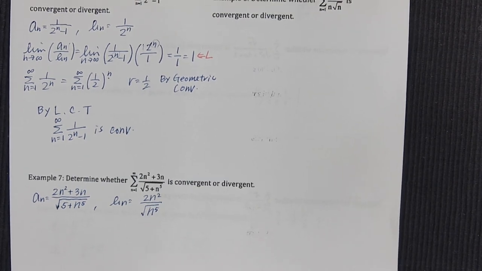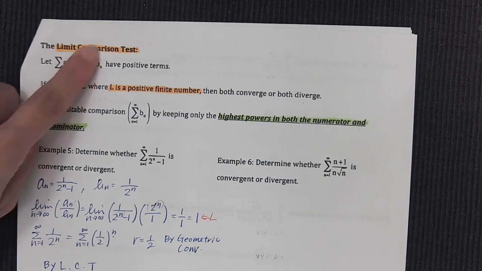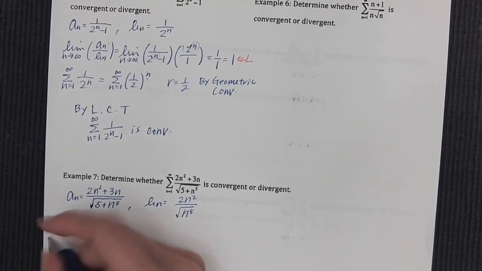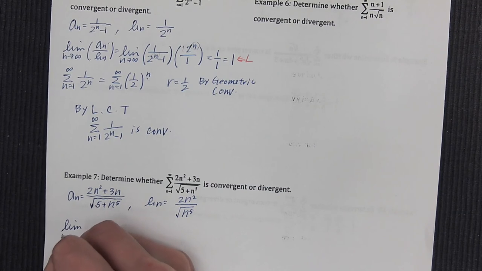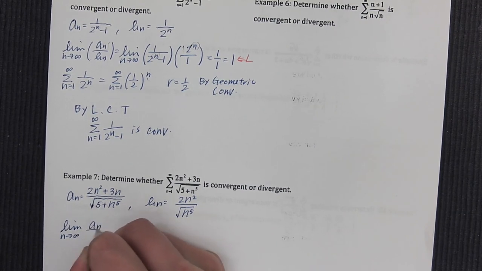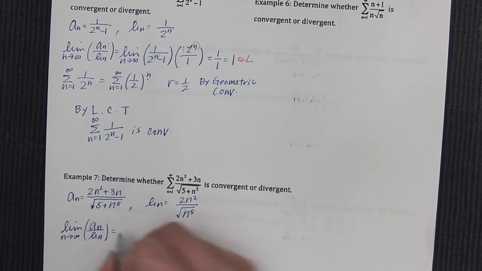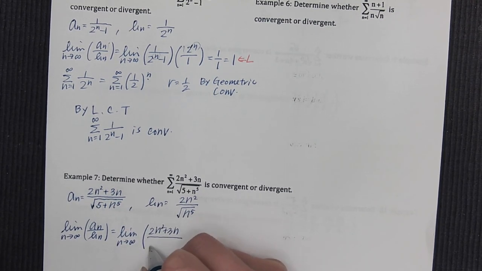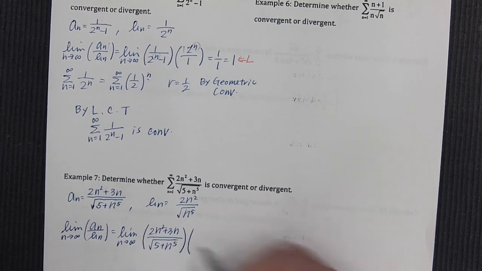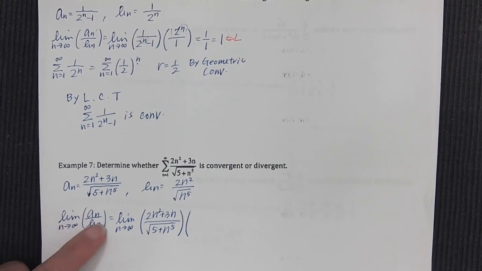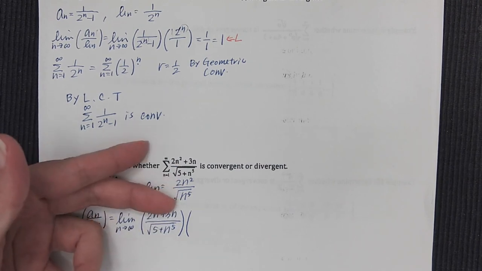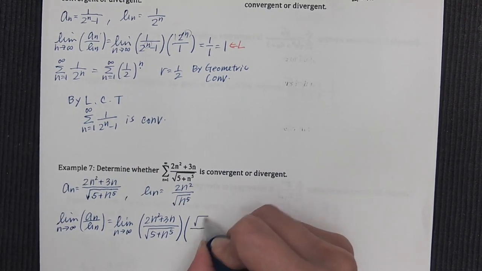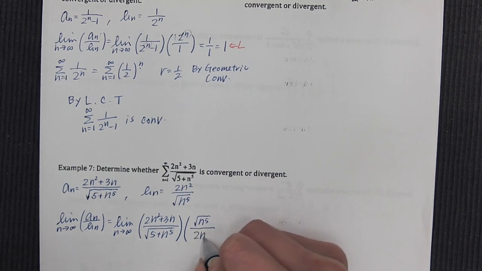That's my b_n. Then make sure you have a limit, because that's why I call it the limit comparison test. So let's take the limit as n goes to infinity of a_n over b_n. Here's my a_n: 2n squared plus 3n over the square root of 5 plus n to the power 5. The b_n is in the denominator, right? So I know I have to flip it over: 1 over n to the power 5 over 2n squared.